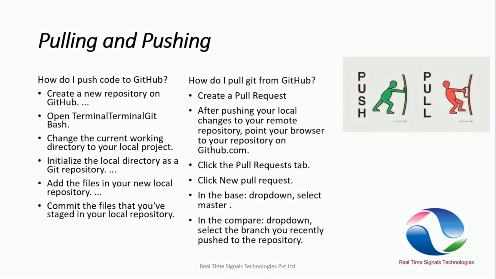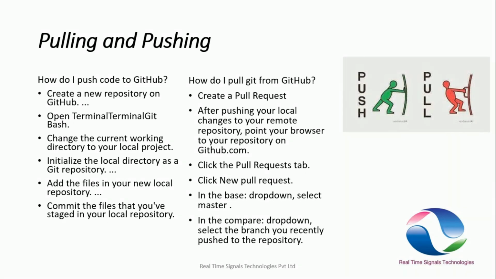To push your changes from your local repo to the remote repo: 1. Create a new repository on GitHub. 2. Open terminal, Git Bash. 3. Change the current working directory to your local project. 4. Initialize the local directory as a Git repository. 5. Add the files in your new local repository. 6. Commit the files that you've staged in your local repository.